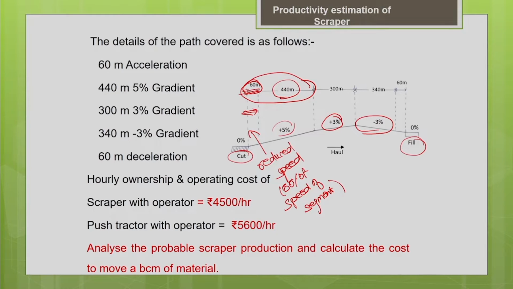So initially you need some time for accelerating. That particular distance is 60 meter, and in this 60 meter the speed will be reduced, and we have taken it as 50%. Similarly towards the end, you can see that out of 400 meter, in the last 60 meter you have to slow down your machine. Time is needed for slowing down or decelerating. That distance of 60 meter will also be at reduced speed. This we can take as 50% of the speed of the 340 meter segment.